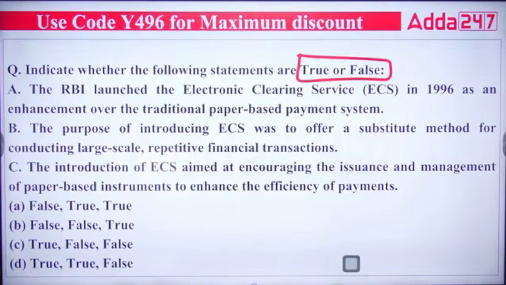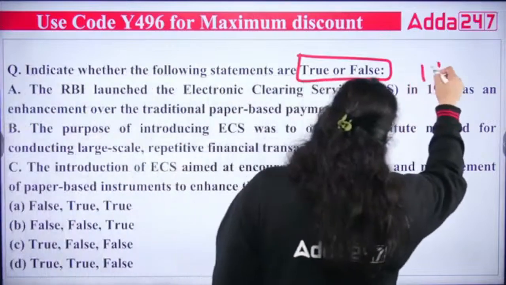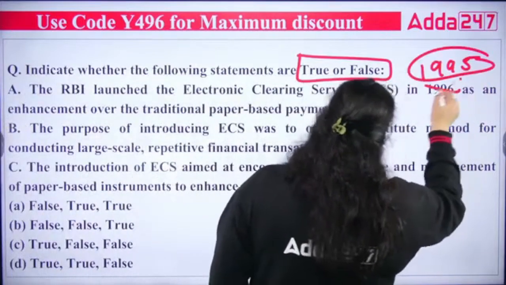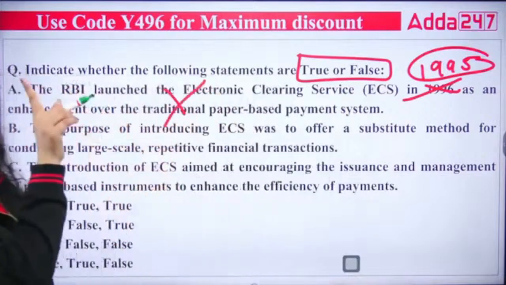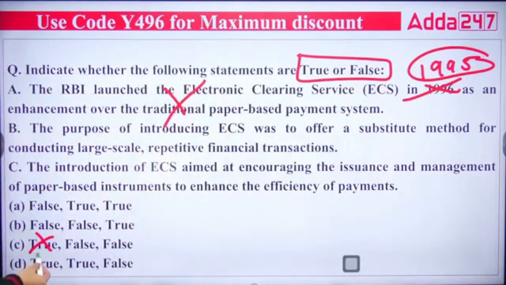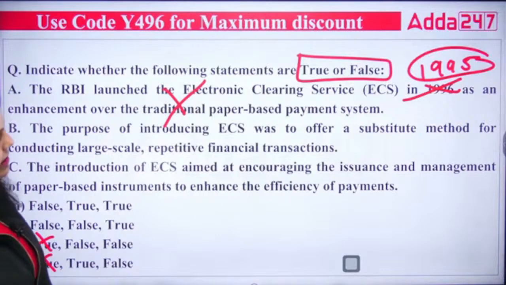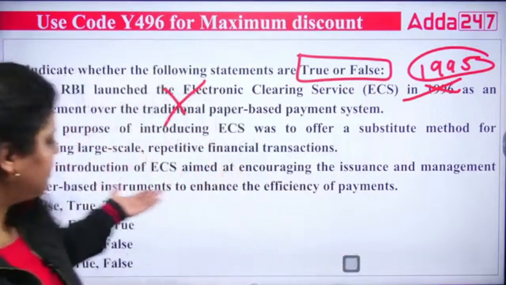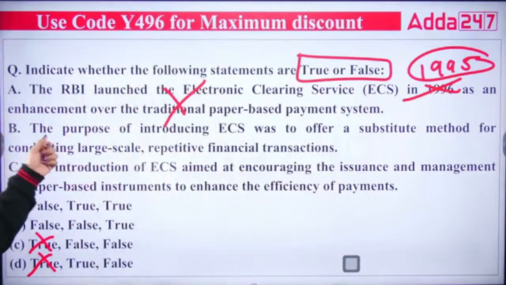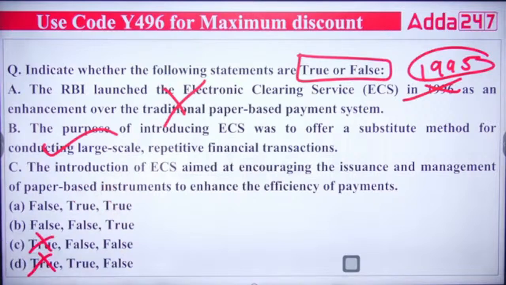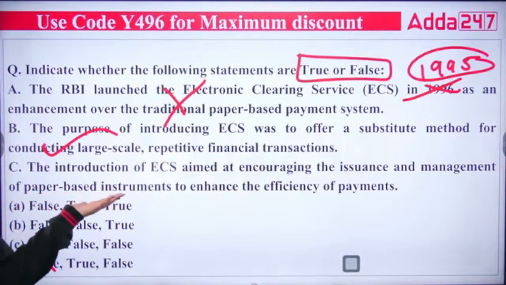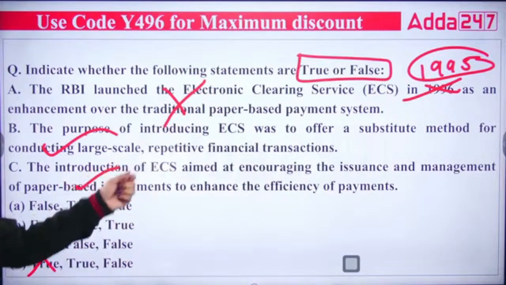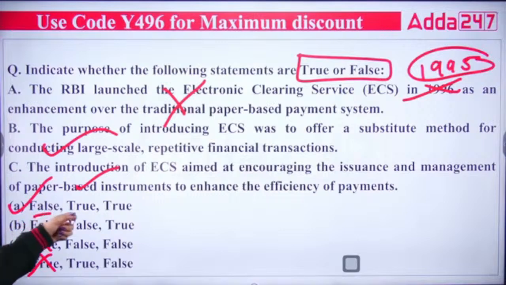Okay, so when it comes to the RBI launching the electronic clearing system, it was launched in 1995. It was launched in 1995, not in 1996. It means the first one is not true. First one is false. So it can be either A or B. Okay, second. The purpose of introducing ECS was to offer a substitute method for conducting large-scale repetitive financial transactions. True. The introduction of ECS aimed to encourage the issuance and management of paper-based instruments to enhance the efficiency of payment. This is all true. It means the right answer will be A. First is false, second and third are true. Right answer will be your A.